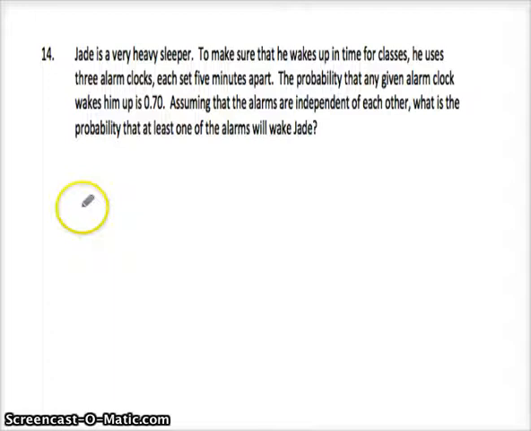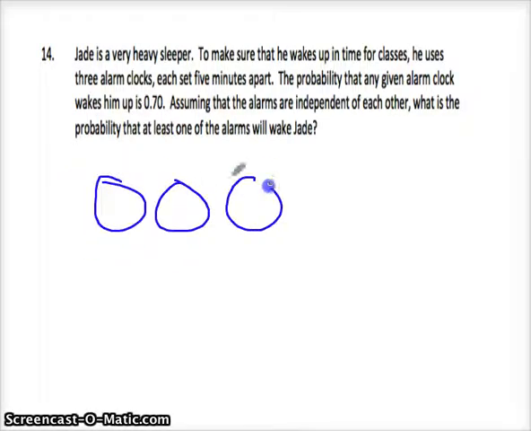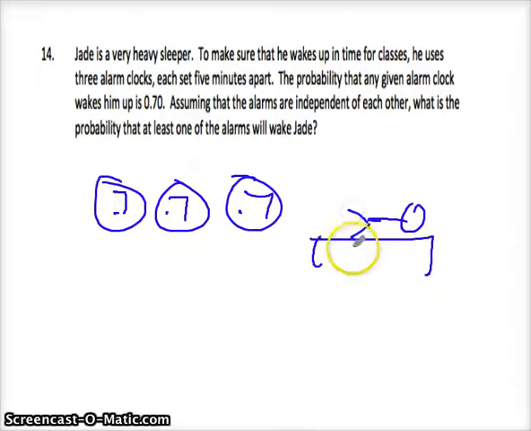Jade is a heavy sleeper. To make sure that he wakes up in time for class, he uses 3 alarm clocks, each set 5 minutes apart. The probability that any alarm clock works is 0.7. Assuming the alarms are independent of each other, what's the probability at least one of the alarm clocks will wake him up? Okay, that is what you call a very heavy sleeper. So anyway, at least one of them means 1, 2, or 3 wake him up.